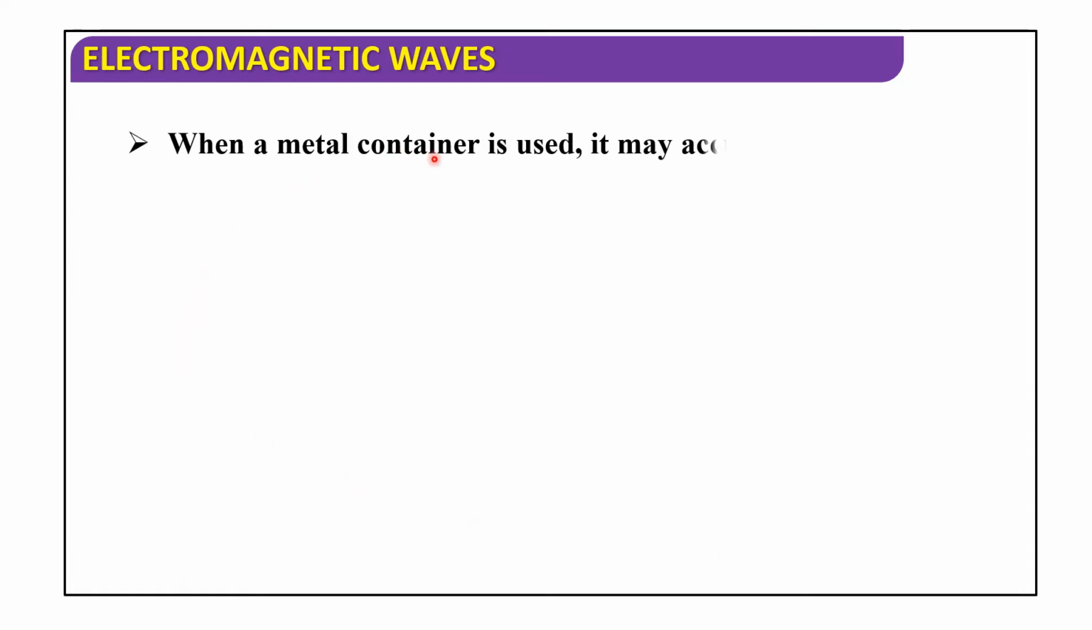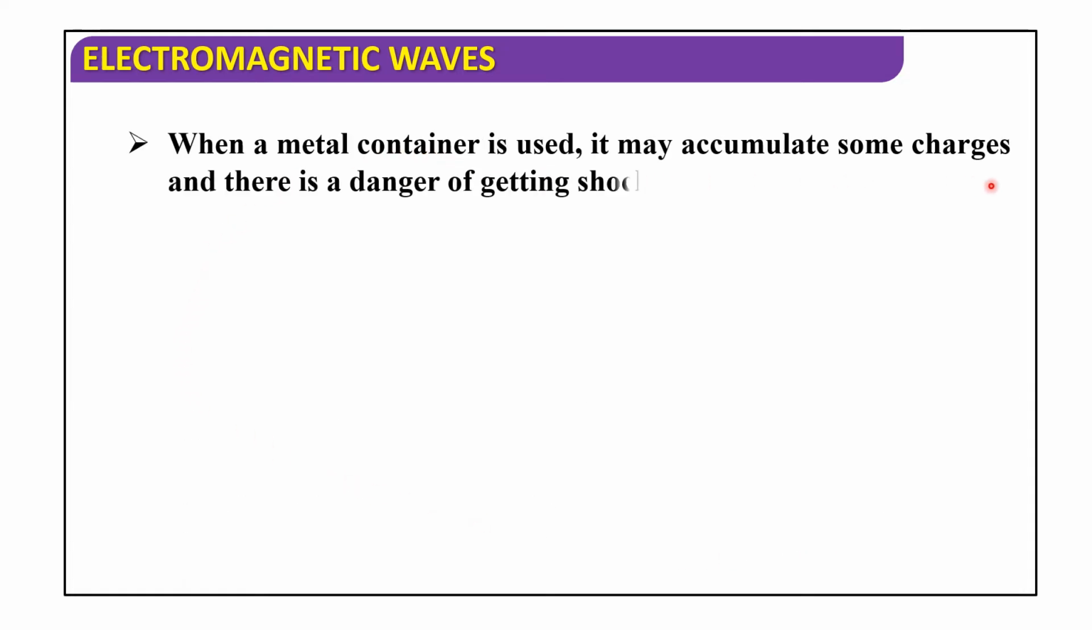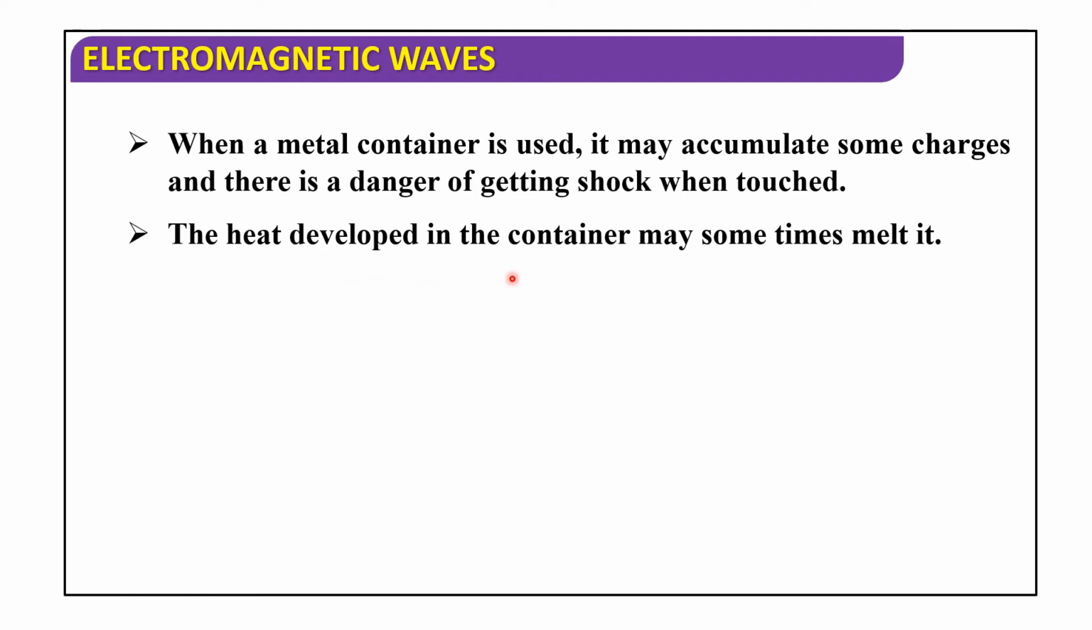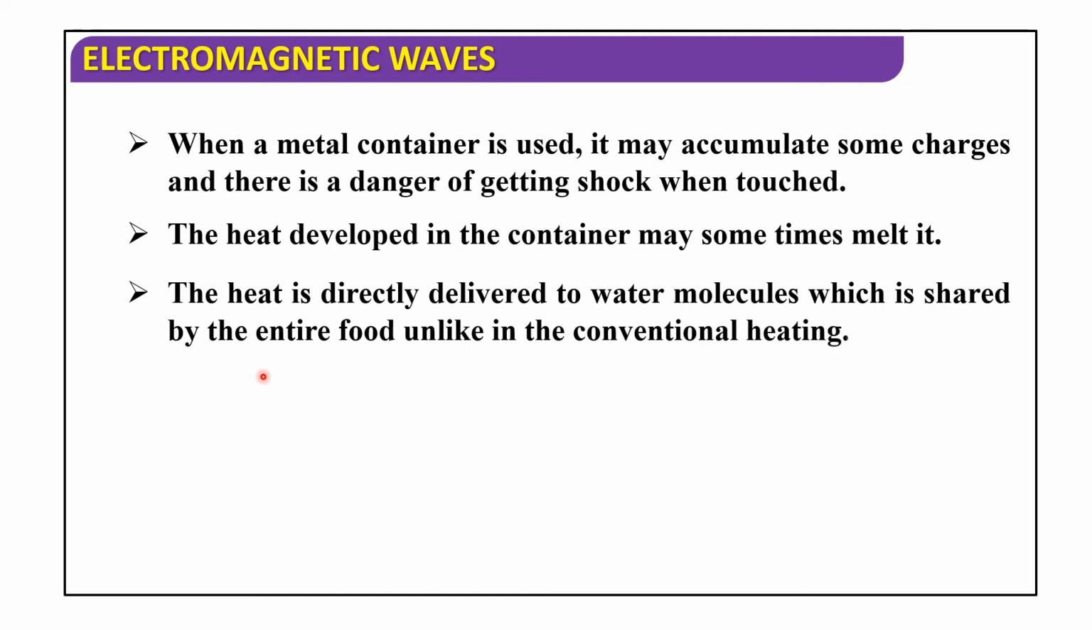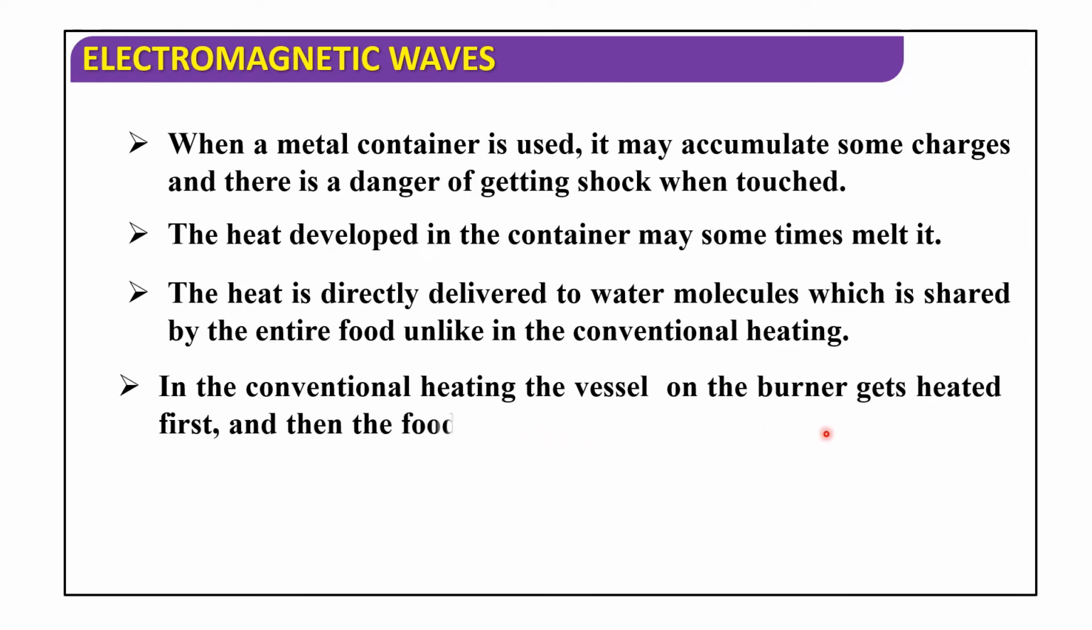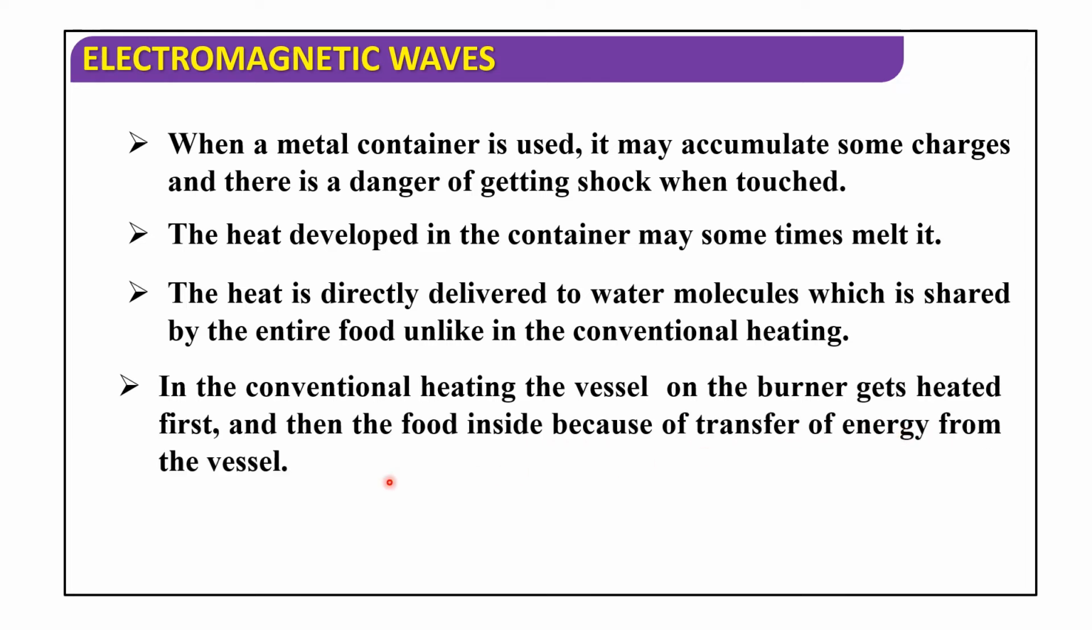When a metal container is used, it may accumulate some charges and there is a danger of getting a shock when touched. The heat developed in the container may sometimes melt it. So, the heat is directly delivered to water molecules, which is shared by the entire food, unlike in conventional heating. In conventional heating, the vessel on the burner gets heated first and then the food inside, because of the transfer of energy from the vessel.